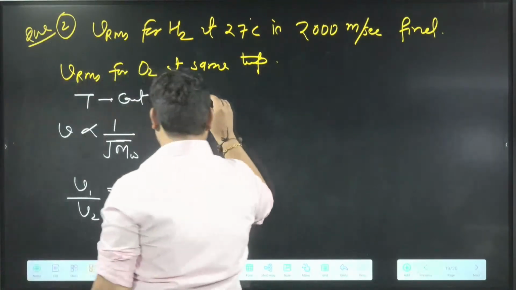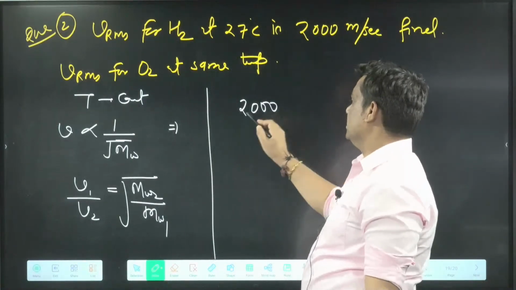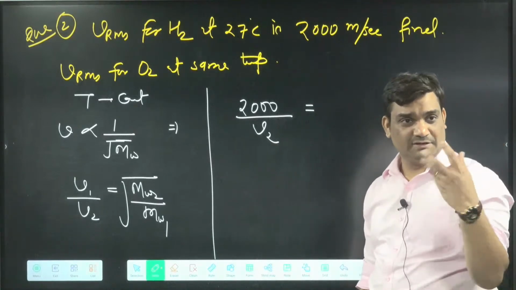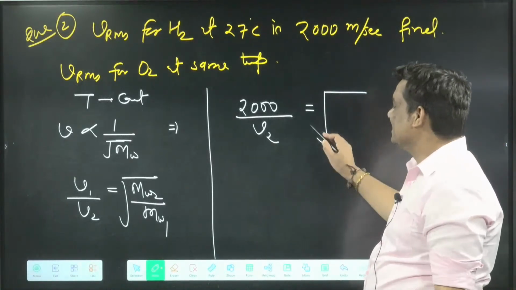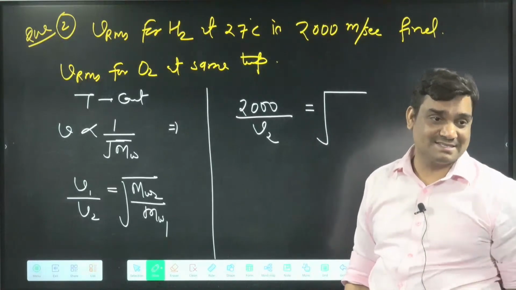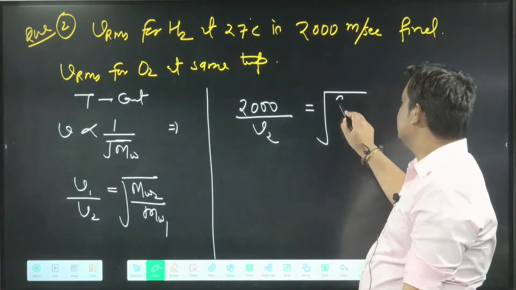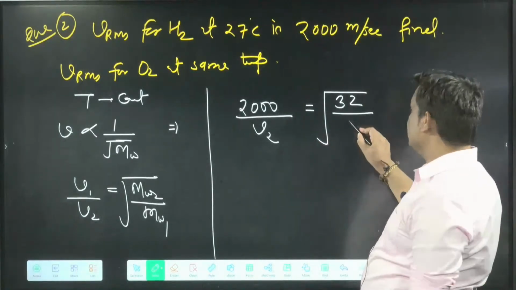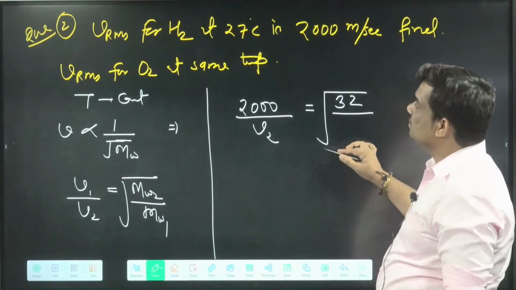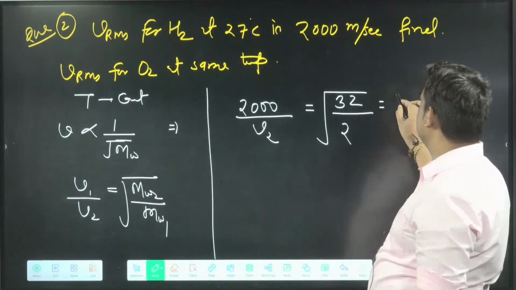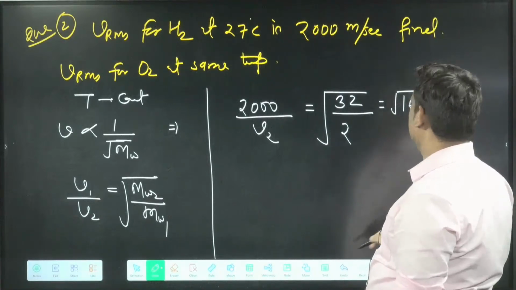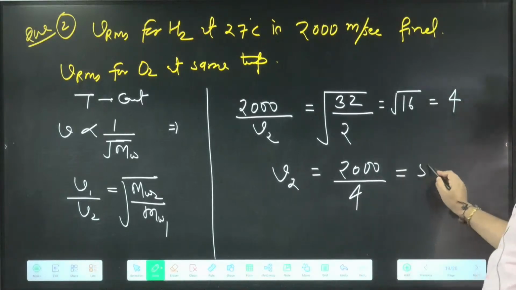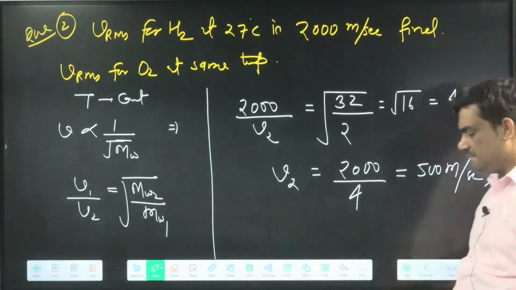And how to put the values? V1 is 2000 divided by V2. Did you get the answer before me? Root MW2 for the oxygen. What is the mass? For oxygen, mass is 32. And for hydrogen, it is 2. So 32 by 2 means root 16, and root 16 is 4. So V2 becomes 2000 divided by 4, which becomes 500 meter per second.